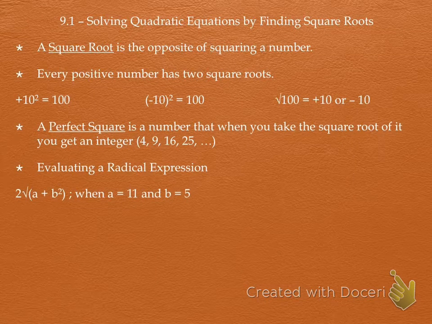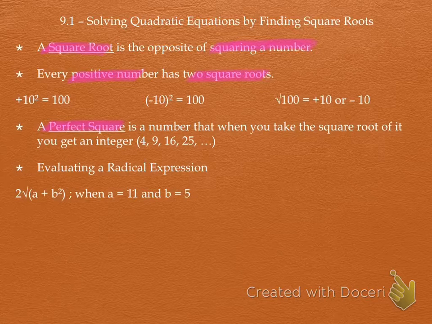Alright, today we're going to be solving quadratic equations by finding square roots. Just so we're on the same page here, square root is the opposite of squaring a number. So we're trying to find a number that, when multiplied by itself, equals that number. So it'll undo the squaring of a number. Every positive number has two square roots.